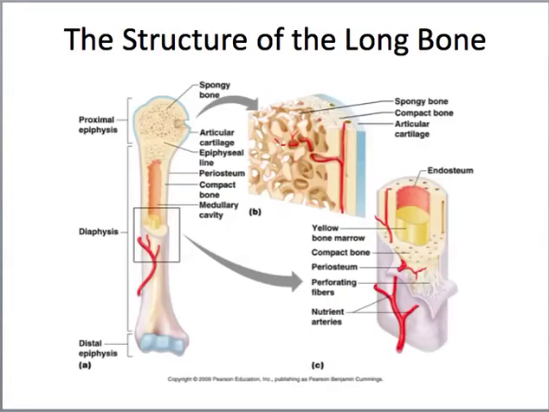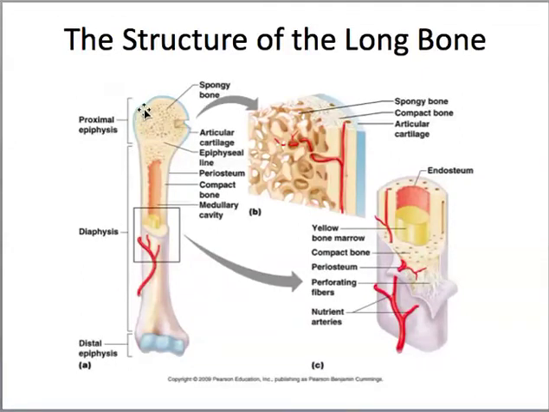Moving down, we can look here at the structure of a long bone. A long bone is made up of a distal portion and a proximal portion. This would be the proximal head of the humerus. This would be the distal head of the humerus. These are called epiphyses, the proximal epiphysis and the distal epiphysis. And the shaft that connects the two is called the diaphysis.